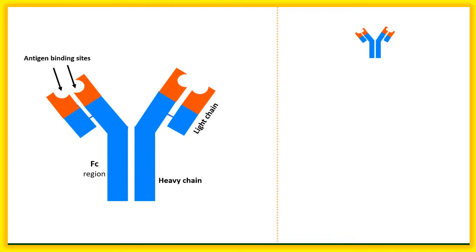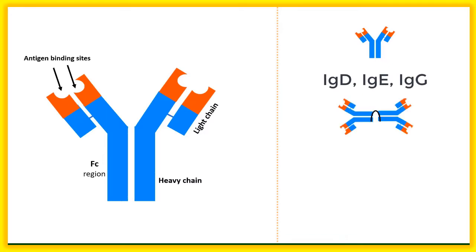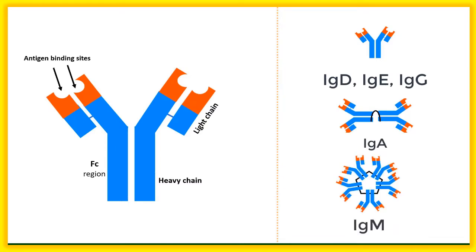The antibody can be a single molecule, such as IgD, IgE, and IgG. Or they can be a couple of molecules connected together, such as IgA antibody, or a cluster of 5 antibody molecules connected together, such as IgM antibody.